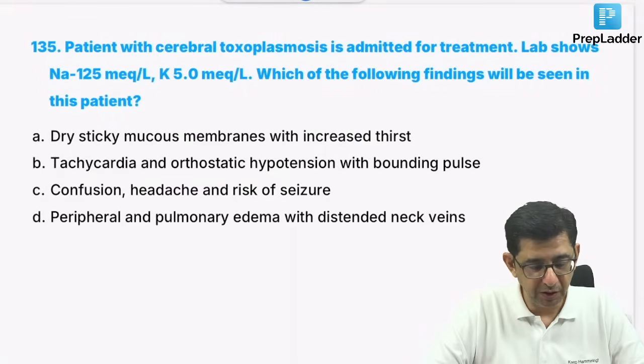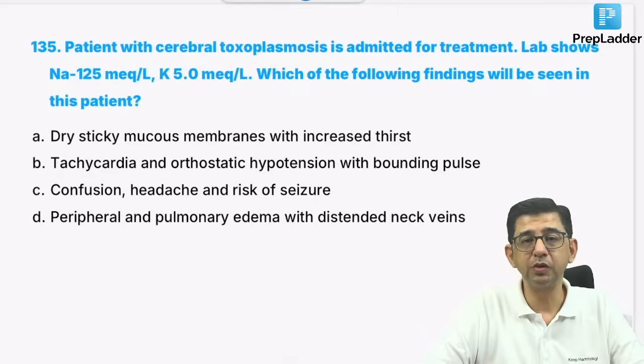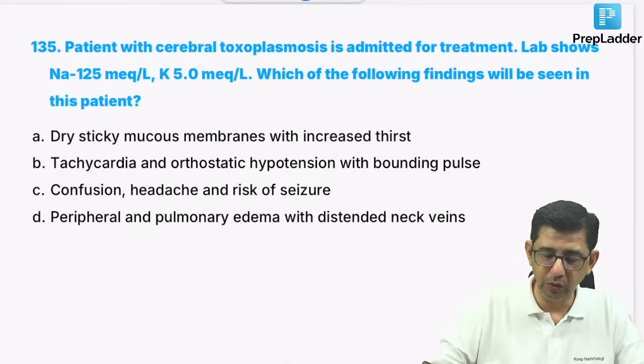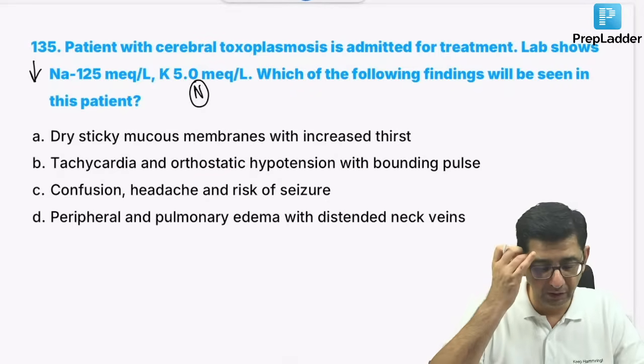Next is a patient with cerebral toxoplasmosis who's admitted for treatment, and the laboratory is showing the sodium values to be low and potassium values to be normal. I mean, potassium is 3.5 to 5.5, so that is fairly decent.